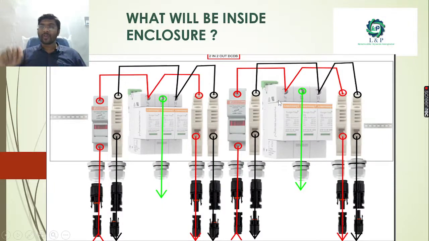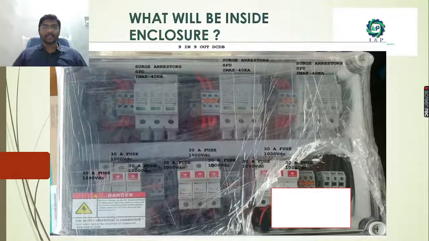And if you are planning for a 2-in 2-out DCDB, this is how it is designed. So 2 strings you can connect and 2 outputs you can take out of this DCDB. Mostly these DCDBs are used for string inverters. And this is an example of how it looks inside an enclosure. This is an example of a 9-in 1-out DCDB. See here, we have used a 40 kilo ohm surge protection device, and also 30 amp fuse holders.